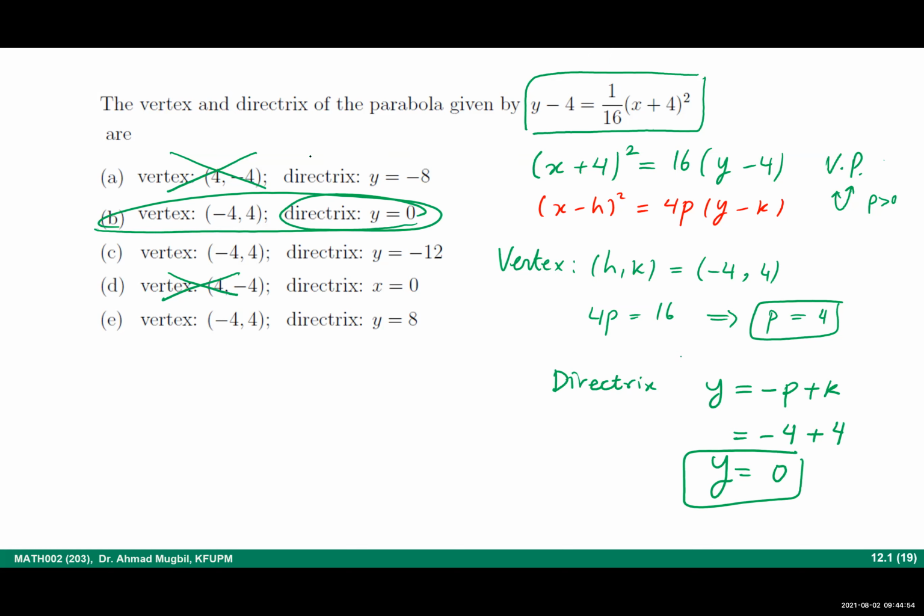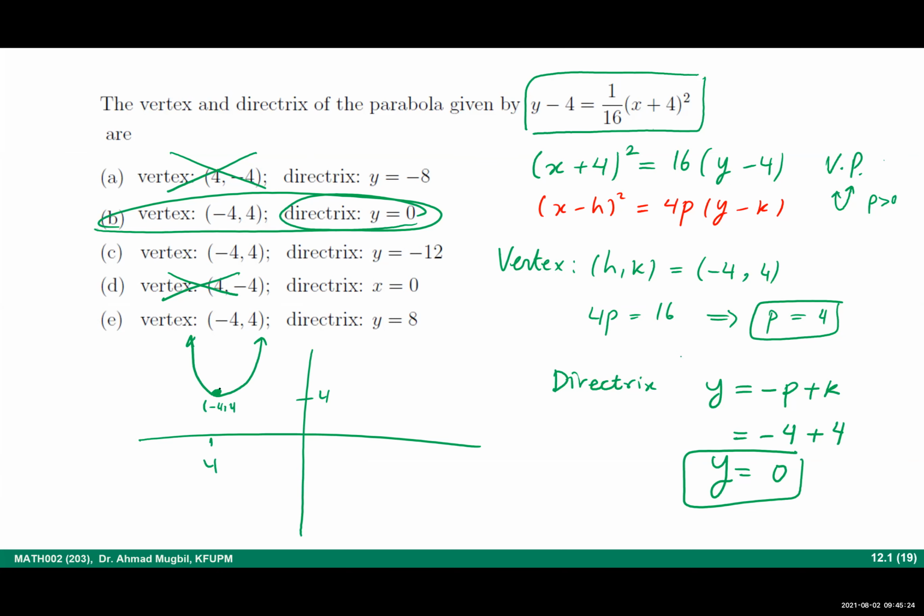Of course, you can also do that from the graph, ya shabab. You can sketch the graph. Some of you prefer to do that from the graph. Like me, for example, I prefer to do that from the graph. How to do that? I can do it from the graph by plotting the vertex -4 and 4. Here it is. And it opens up because it is vertical and p is positive.